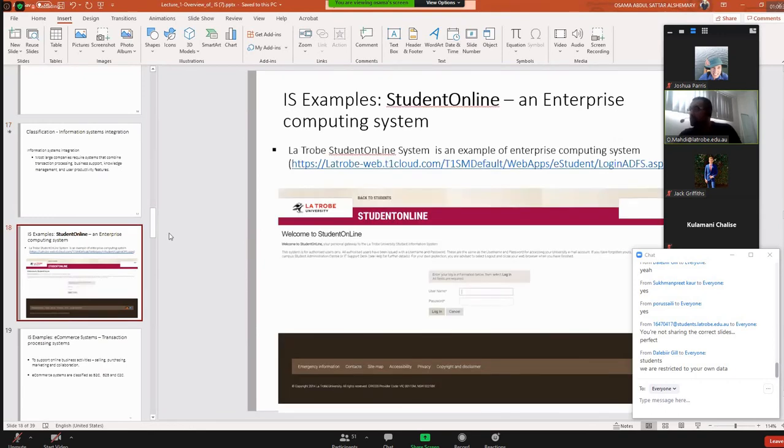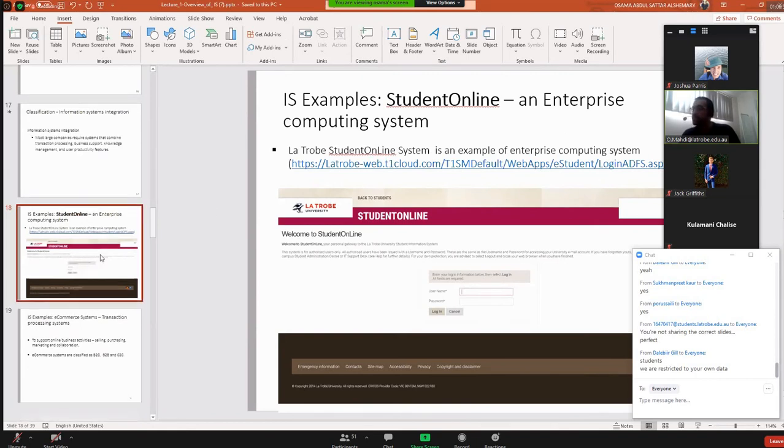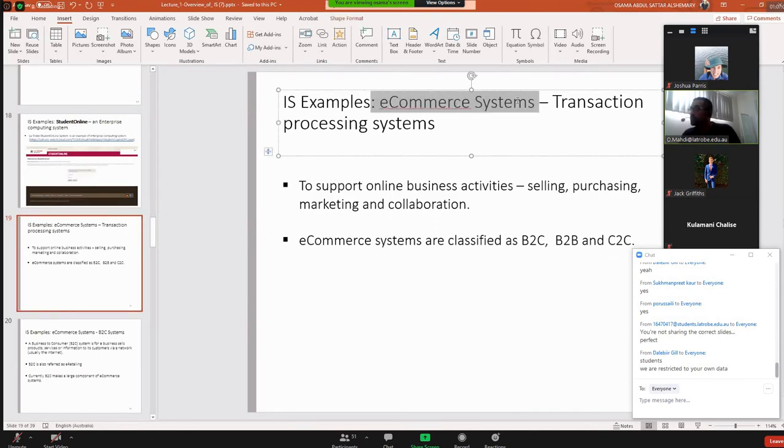So, about the student online, it's an enterprise computing system. It could be the students online from laptop, an example. As we can see here, this represents the first step when you are registering your name, your student ID with this information system. This represents an enterprise computing system. E-commerce system, a transaction processing system to support online business activities: selling, purchasing, marketing, and collaboration. This is part of the e-commerce system, and these days almost all information systems became e-commerce information systems.